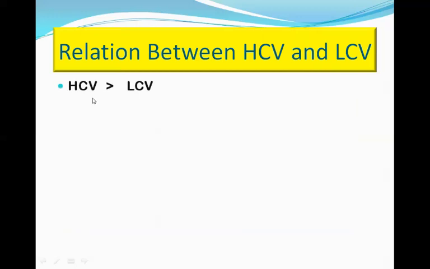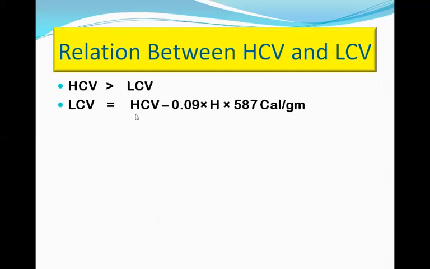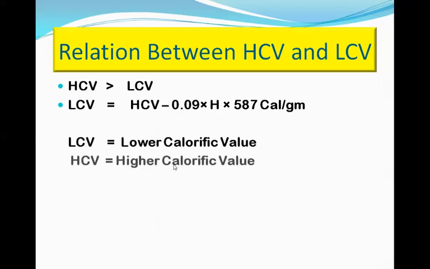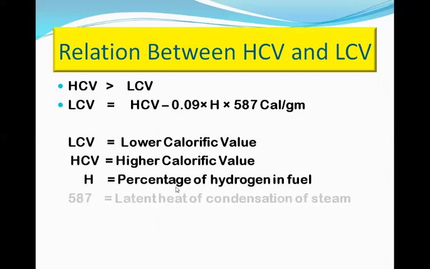There exists a relationship between the HCV and LCV. We know that HCV is greater than LCV, and LCV can be calculated as HCV minus 0.09 into H into 587 calories per gram, where H is the percentage of hydrogen present in the fuel. LCV stands for the lower calorific value, HCV stands for the higher calorific value, H is the percentage of hydrogen in the fuel, and 587 is the latent heat of condensation of the steam. So by using the above formula, the LCV and HCV are related.